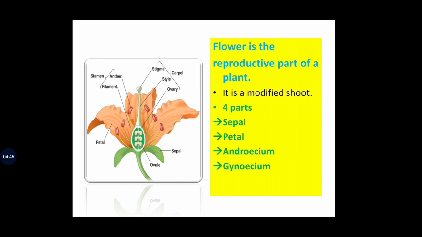My dear children, you have understood the flower is the reproductive part of a plant. So it is a modified shoot. There are 4 basic parts that are present in the flower. Those are sepal, petal, androecium, gynoecium. Once again, the 4 different parts of the flower are sepal, petal, androecium, gynoecium.